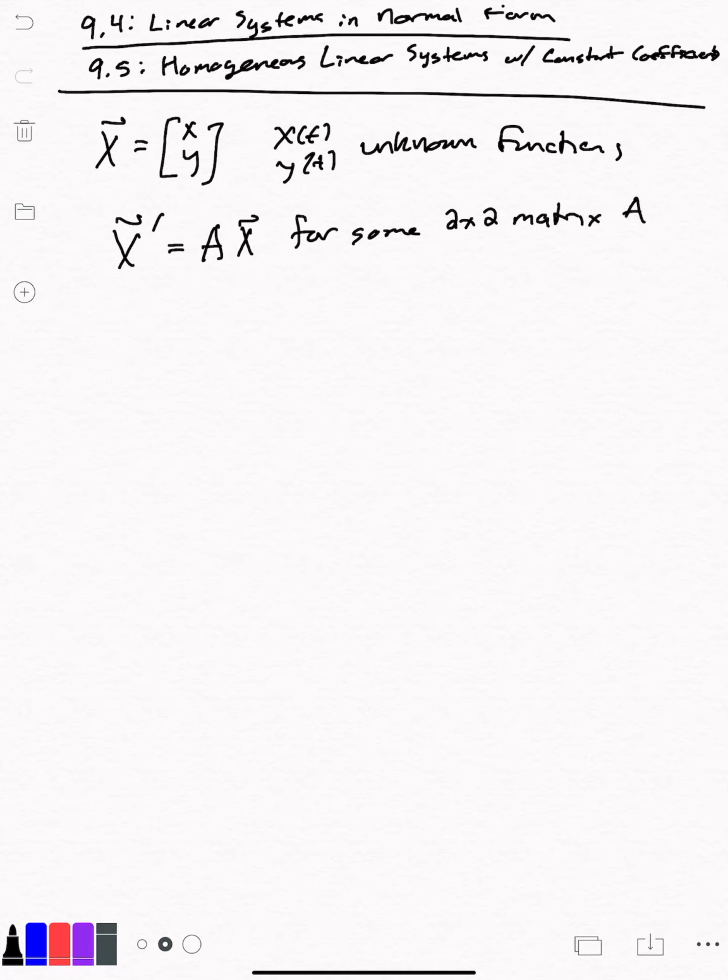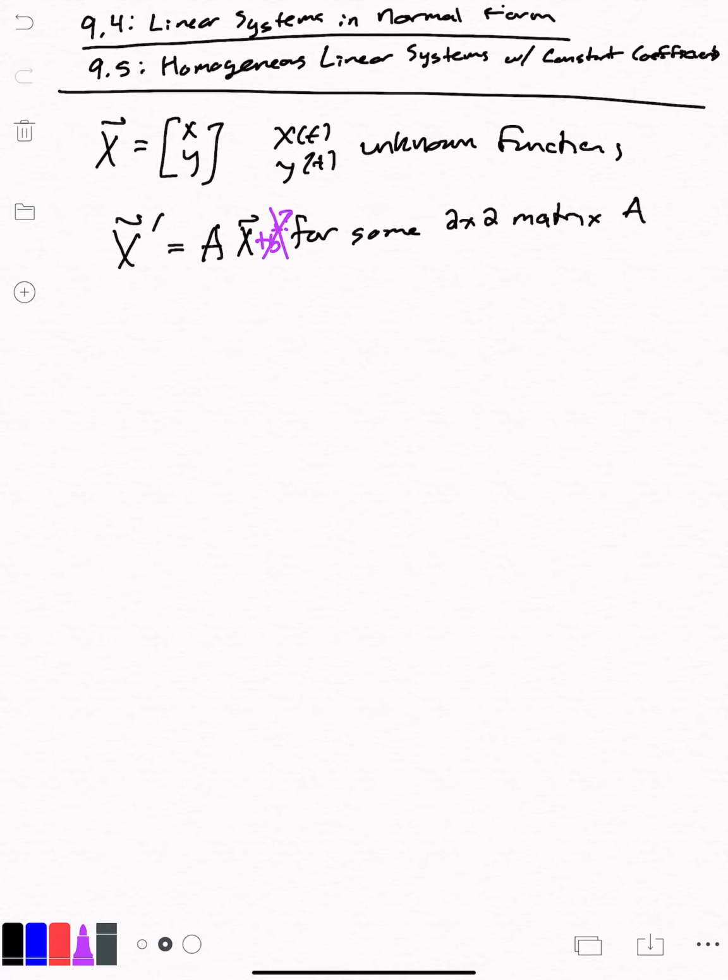So again, we're only dealing with the 2 by 2 case in this class. We're only dealing with the case where A is constant coefficients. We're only doing the case where it's homogeneous. So non-homogeneous would be when you had something like a plus B over here. But we're not doing that here. We're just doing x prime equals Ax. That's all we're going to be handling here.